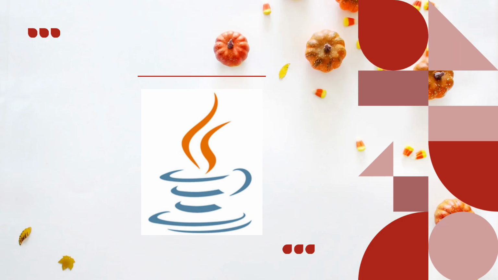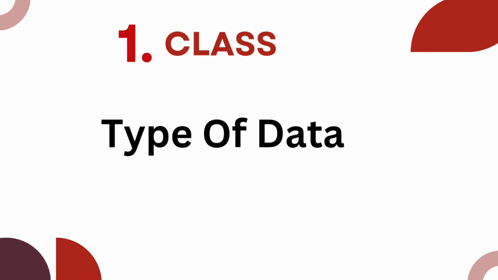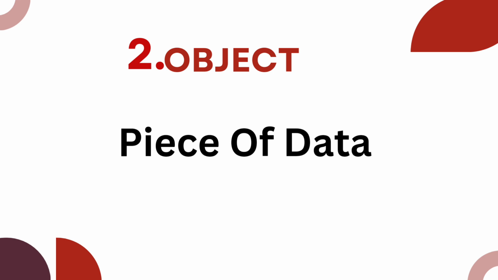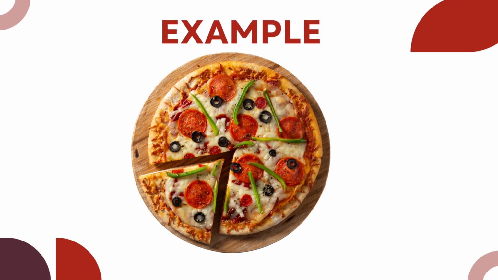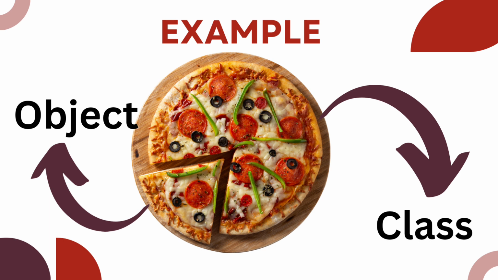First, Java is an object-oriented programming language. Why is it called an object-oriented programming language? Because in Java we consider everything as an object. First of all, we need to know what a class is before we learn what an object is. A class is a type of data, and an object is one piece of data. I will give one real-time example for both. If you consider a whole pizza as a class, a single piece is the data, that means the object. So this is the example.